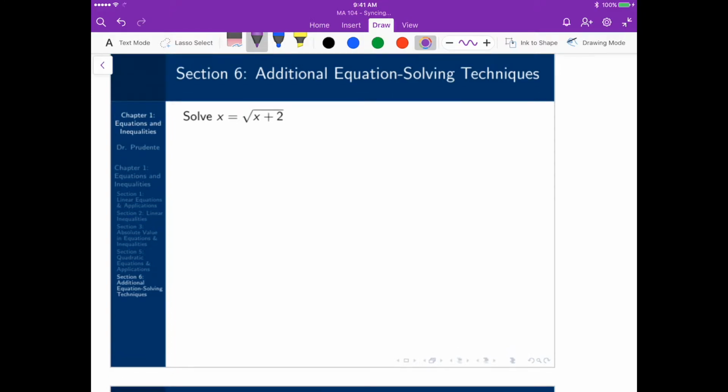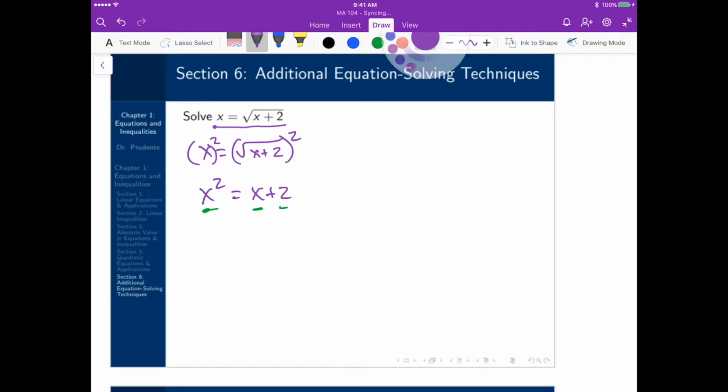So here's our first problem. We can see this is already isolated for the variable. It's already on one side. So to get rid of the radical, I'll just square both sides. Look at x squared is equal to, when I square a square root, they cancel. I get x squared equals x plus 2. This is a quadratic. I have an x squared, an x to the first, and a constant.